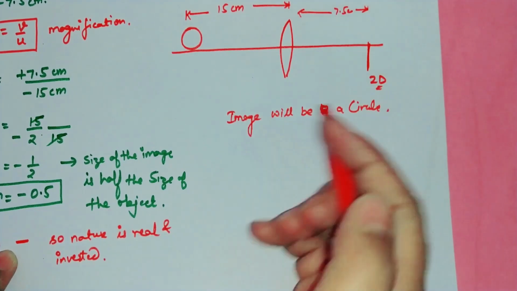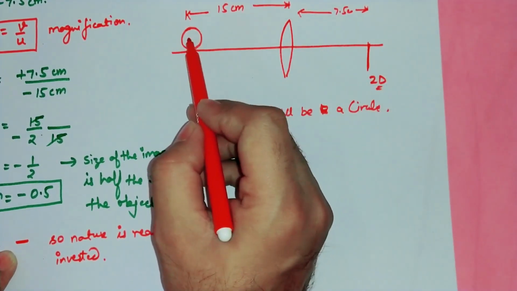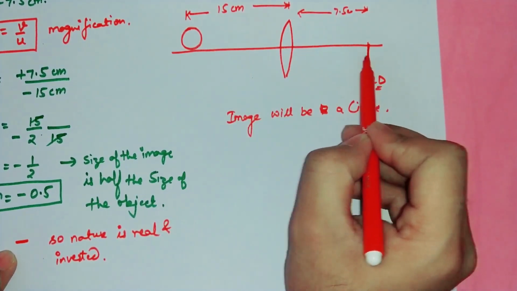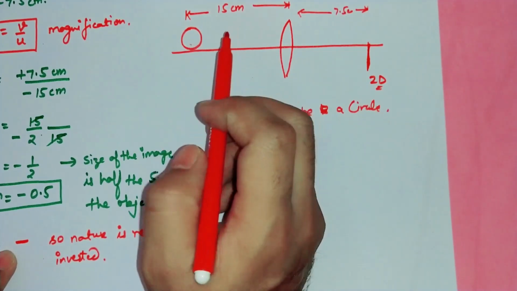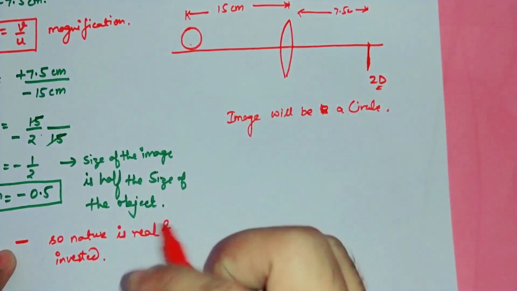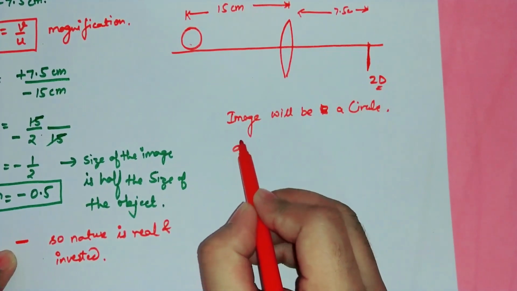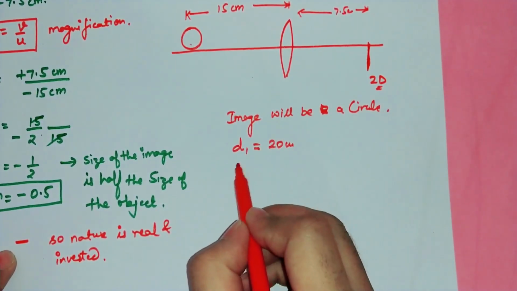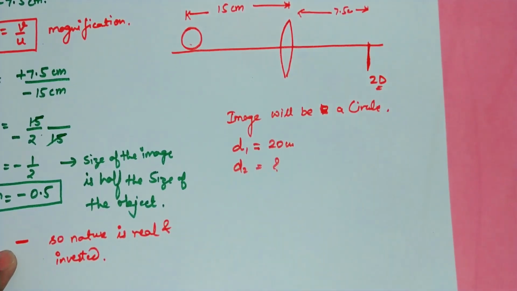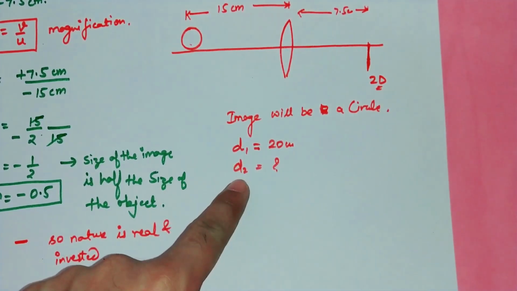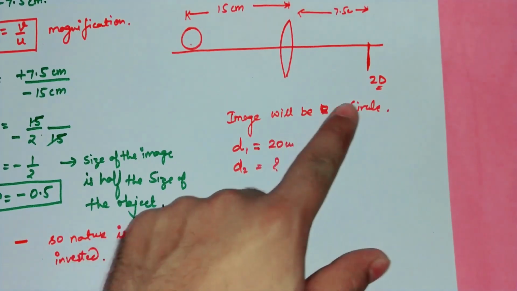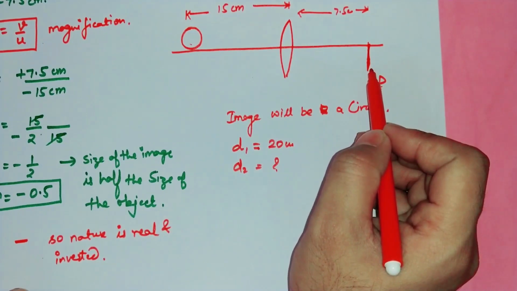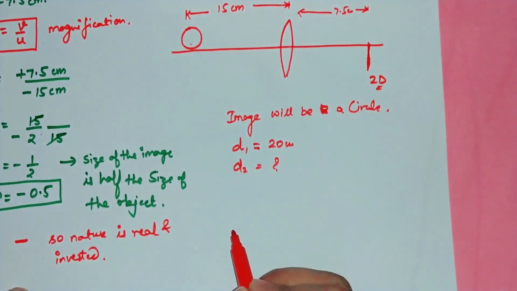Clear? Now we have to take this sphere as a circle also, because for this screen it will get that it is also a circle. So we have to get the ratio of two circles having diameter d1 equal to 20 centimeter and d2 we don't know. To calculate d2 we have to calculate the height of this object. So the height of this object will be the diameter of the image. So how can we calculate d2?